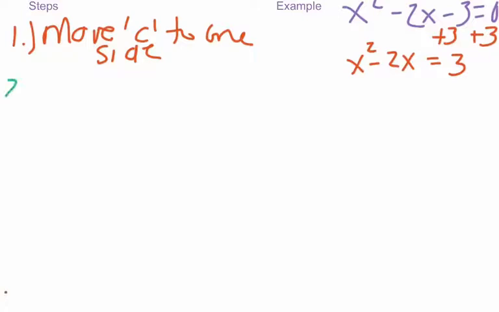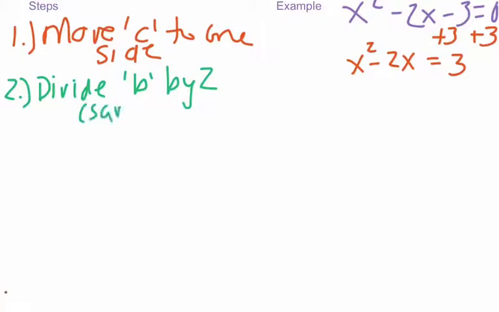So step 2, and this scratch will look familiar. This is going to be what we did before when we were using completing the square. So we are going to divide b by 2 and then save that number, because that's the number we're going to end up using in the factoring. So save that number.